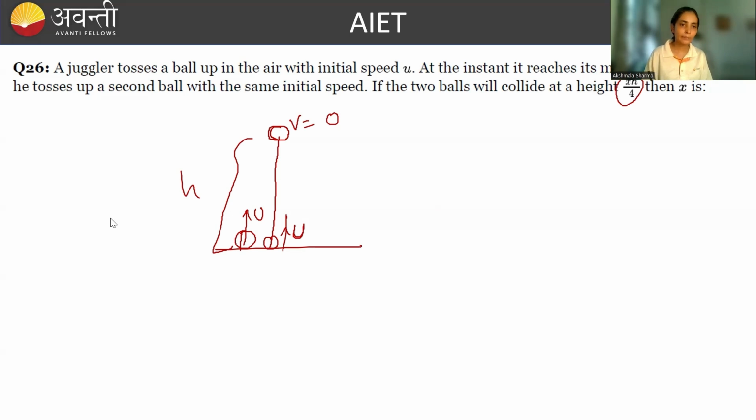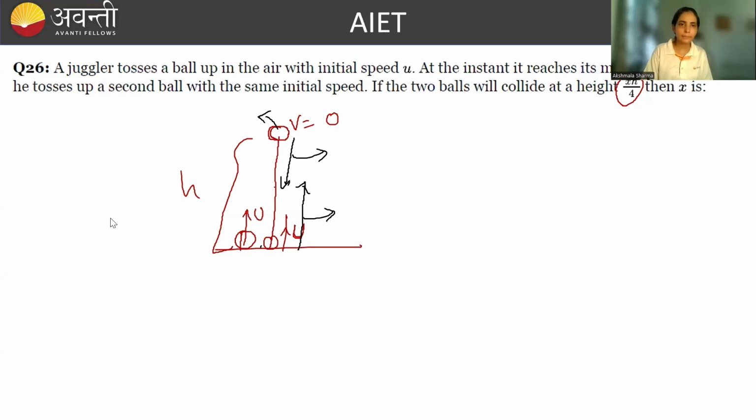So if they are meeting, how will they meet? Because if it has reached maximum height, then another is thrown up. So from maximum height, it will come down. And since the other is going up, somewhere they will meet. So the distance covered by this plus the distance covered by this has to be equal to what? H. So let's use this and solve this question.